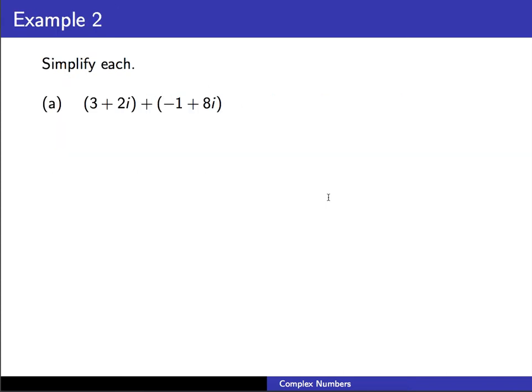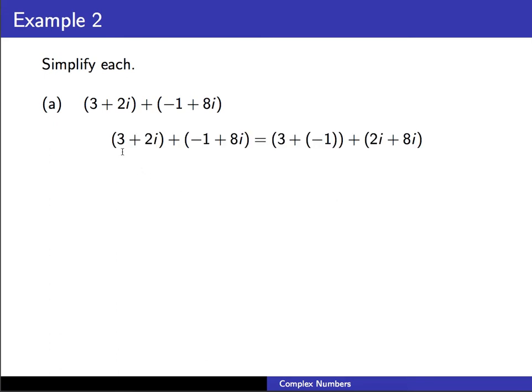All right, example 2, simplify each. Part A, we have the expression 3 plus 2i, and to that we're going to add the expression negative 1 plus 8i. So if we group our like terms together, we have 3 plus negative 1, and then we also have 2i plus 8i. So just grouping like terms together, really. 3 plus negative 1 is 2, and 2i plus 8i is 10i. So our answer for example 2a is 2 plus 10i.